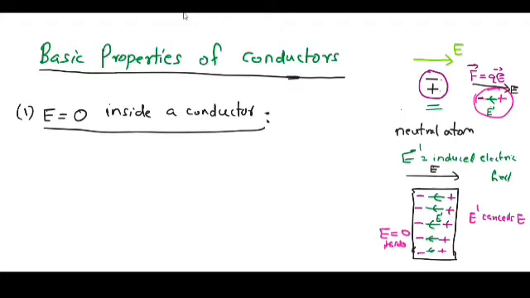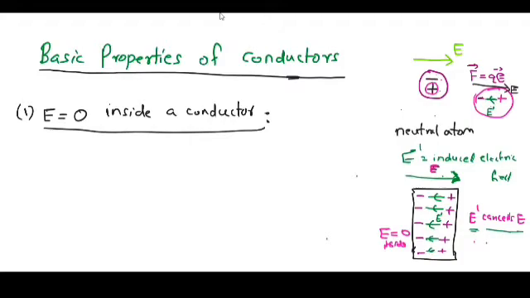Once the external electric field is applied, these free electrons move until the induced electric field cancels the applied electric field, so that the net electric field inside the conductor will be 0. If you consider the atom, the positive charges are nothing but the protons, which are much heavier than the electrons. When we apply the electric field, the proton cannot move because of its heavier mass, but the negative charge moves in the opposite direction.